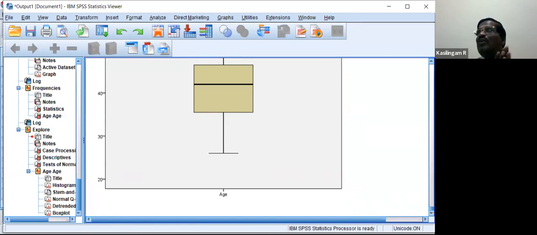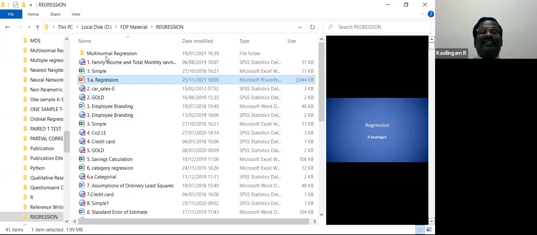So how to find out normality by using skewness and kurtosis? There are many more interesting things. Now I will take up some more data where we can see some interesting things.